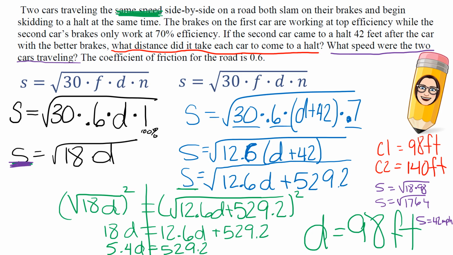Now, if you got a negative, you'd be wrong. If you got a speed of 300, you'd be wrong, right? We're talking regular, real world. And so I now have answered all three questions. Car 1's distance, car 2's distance, and both cars' speed.